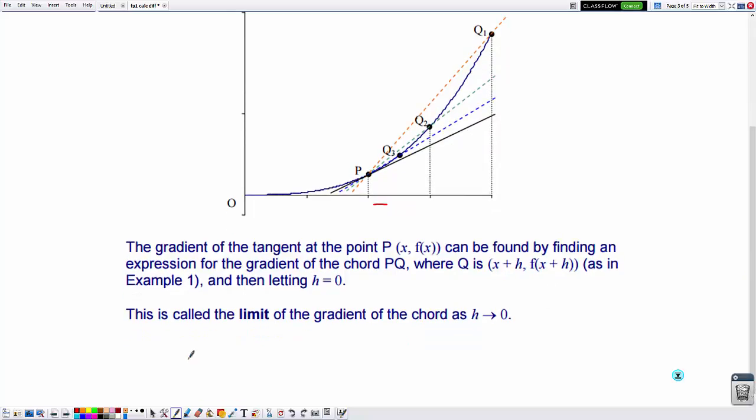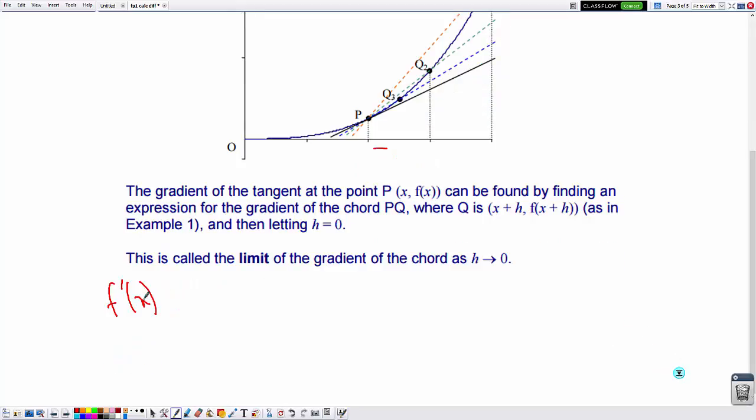So in general, the gradient of f at a point, let's say f prime of x at any point x, what do we do? Well, we work out the gradient of the chord. We know how to do that. It's f of x plus h minus f of x, over h. And then we make this h tend to 0. So the limit of this as h tends to 0 is the gradient at this point x, whatever that x is.